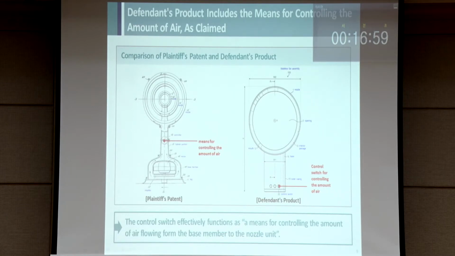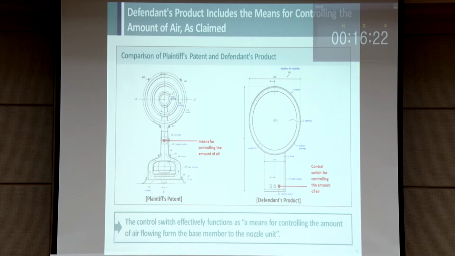So in this case, even though the dependent product controls the amount of air flow per unit time by adjusting the motor speed with this control switch, the control switch in the dependent product effectively functions as a means for controlling the amount of air flow from the base member to the nozzle unit. So in conclusion, the dependent product infringes the plaintiff's patent literally.